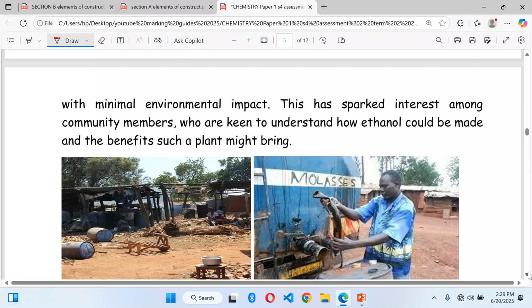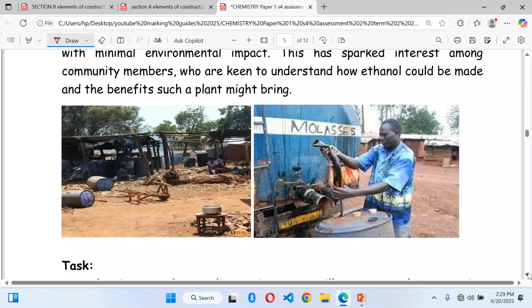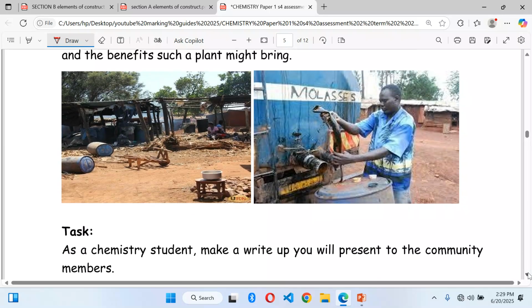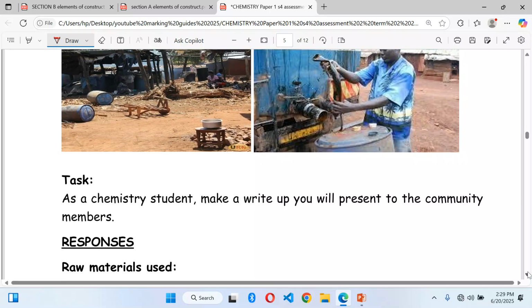So which means we can no longer talk about millet here. Instead, we look at sugar cane. In line with sugar cane, molasses, converting molasses into alcohol. So, task. As a chemistry student, make a write-up you present to the community members. We have seen the challenge that community members have. They are worried about the plant, how it is going to benefit them and all that.